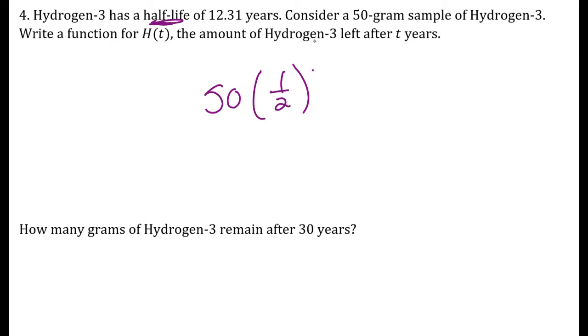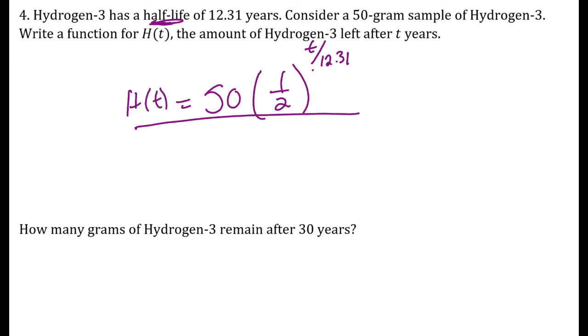So I'm going to do 1/2 to the t divided by 12.31. That way, if I plug in 12.31, I lose half, because my exponent will be 1. If I plug in 24.62, my exponent will be 2, so I'll lose a half twice. Make sure you write the function h of t, the equation there. So that's my equation: 50, that's my initial amount, 1/2, because it's a half-life problem, to the t over 12.31.